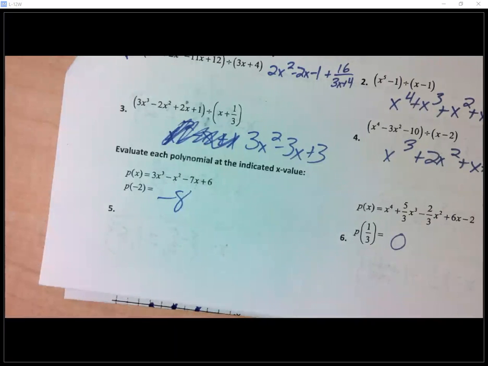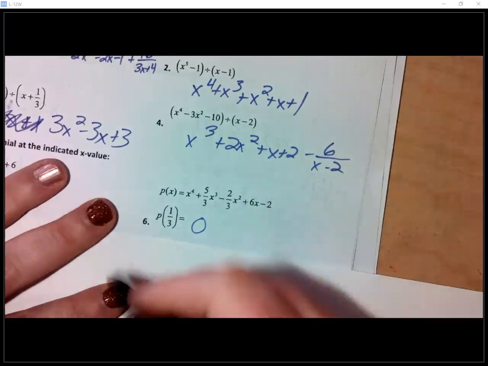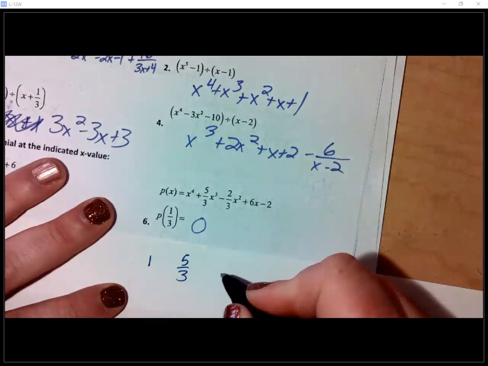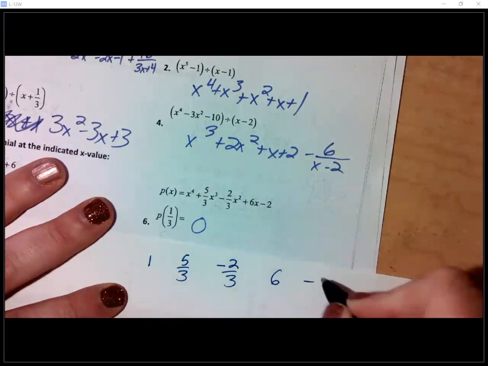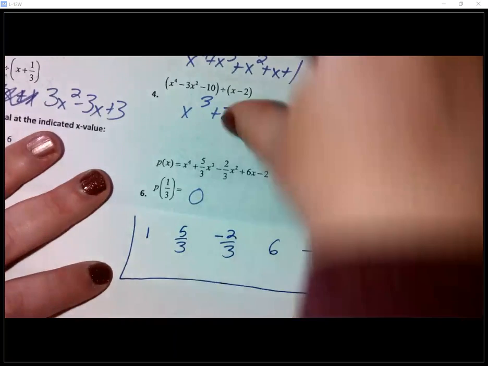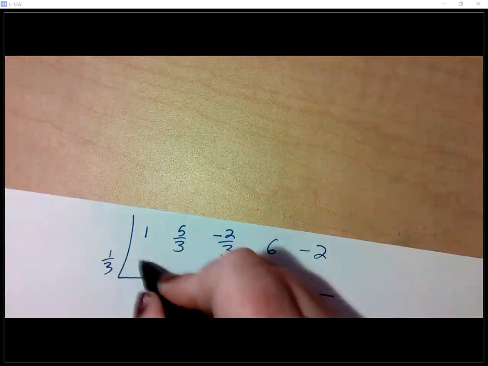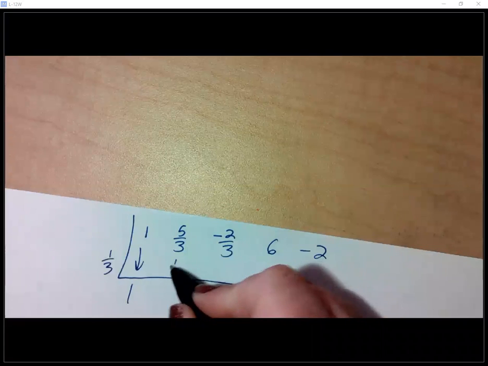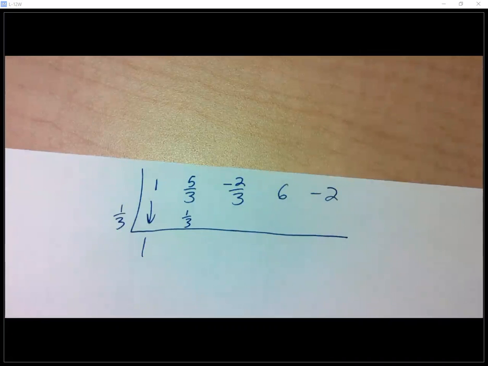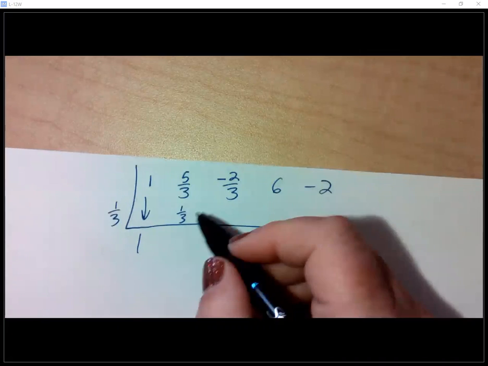So if I'm going to do number 6 here, let's drop down our coefficients. 1, 5/3, -2/3, 6, and -2. We are plugging in 1/3, and we're going to hope that things just kind of work out nicely. 1/3, drop it down. 1/3. Okay, what's 5/3 and 1/3? It's 6/3, which is just 2.